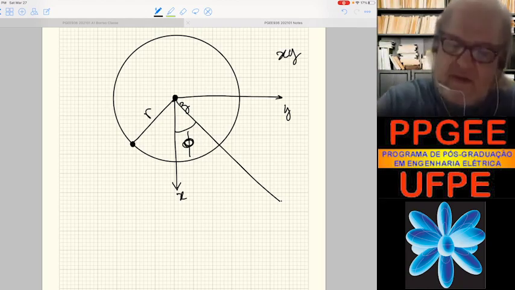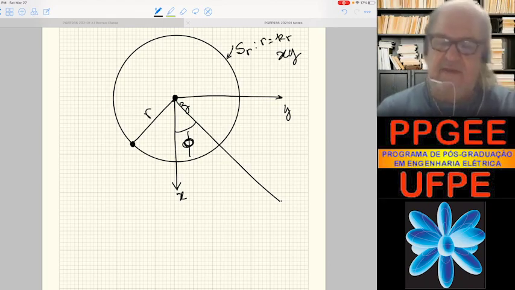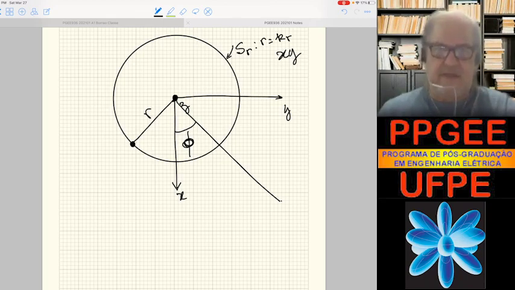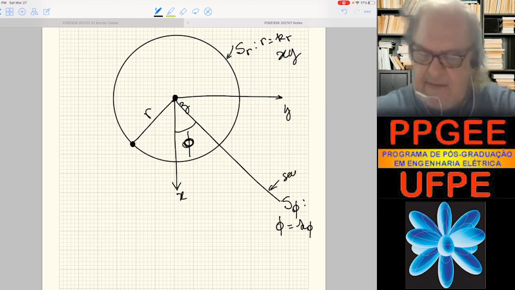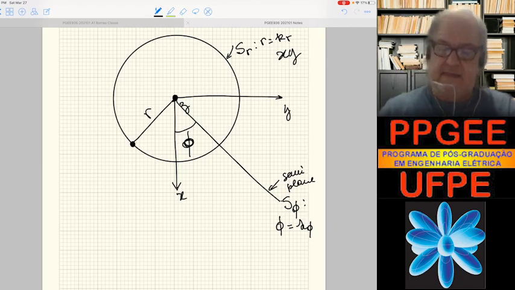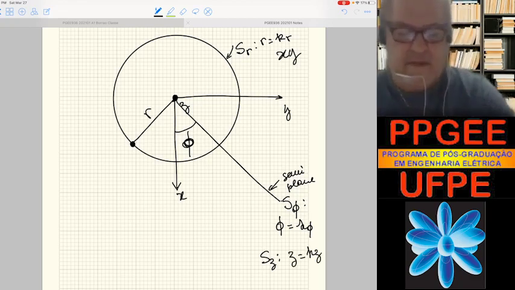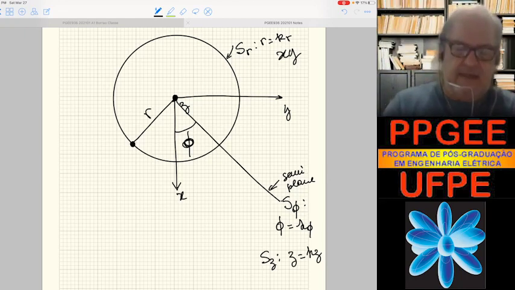So the first coordinate surface is S_r, which is r equals a constant. This constant is the radius of the cylinder. The second coordinate is the azimuthal. So the second coordinate surface is S_phi, which is phi equals a constant, which defines a semiplane. Right? And the third one is S_z, which is the same as in the XYZ coordinate system, which is z equals k_z. Right? So these are the three coordinate surfaces.